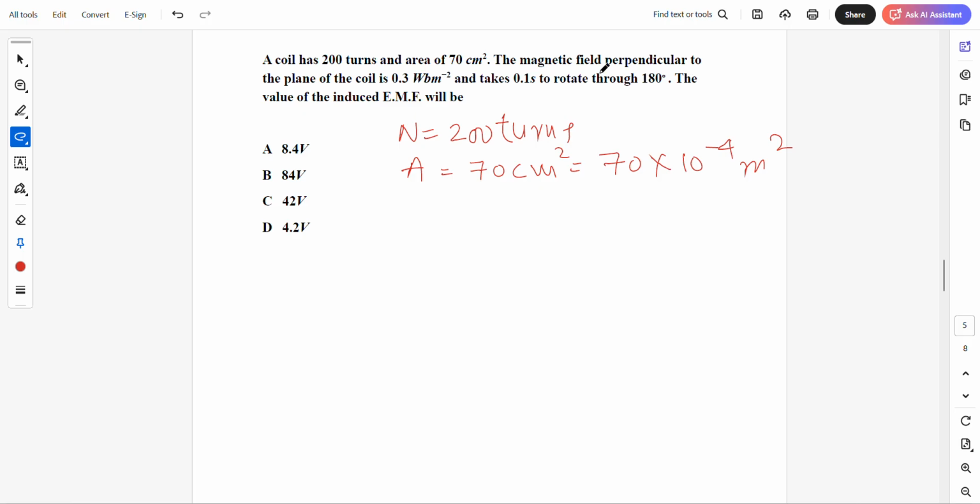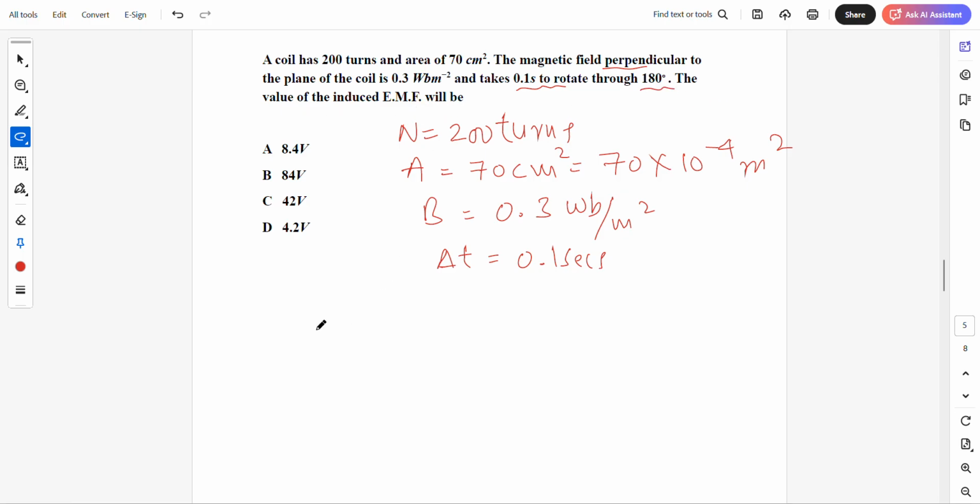Okay, the magnetic field is perpendicular. Perpendicular means that B and A are in what? Parallel. Okay, B is given as 0.3 Weber per meter square or Tesla. And it takes how much? 0.1 second to rotate. Okay, delta T is given. Delta T is 0.1 seconds. Rotate through 180 degrees. Right. The value of the EMF induced.